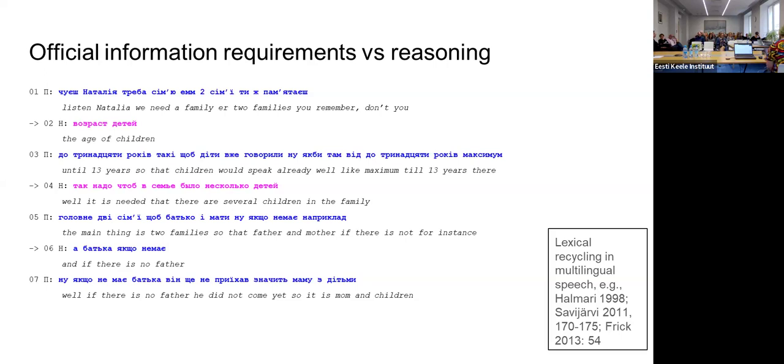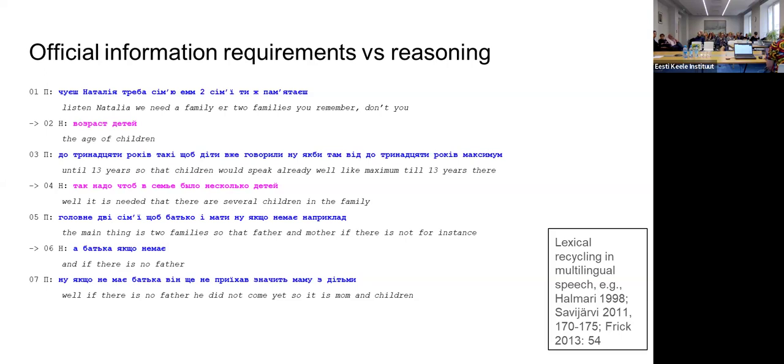"Until 13 years, so the children would speak already, 13 years maximum." Natalia asks again in Russian for the conditions set for the families. "Well, it is needed that there are several children in the family." And it's in full Russian again. Panas responds in Ukrainian, "The main thing is two families, so that there are mother and father," and so on.